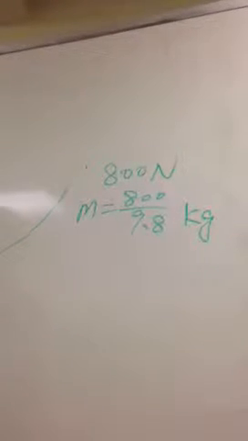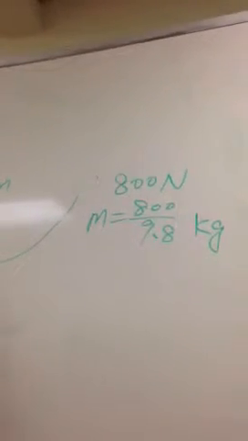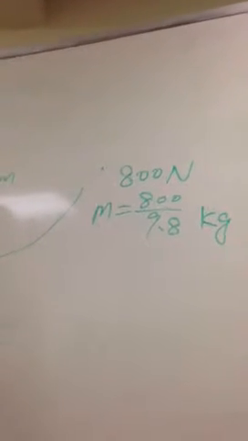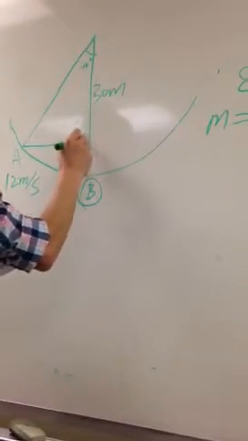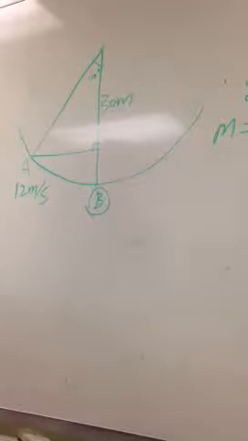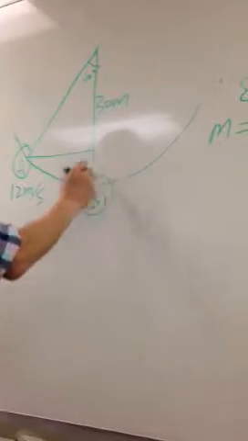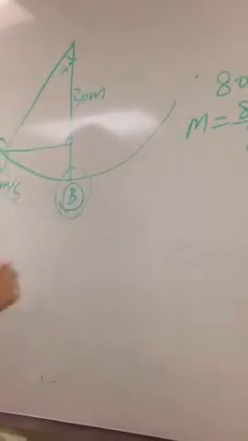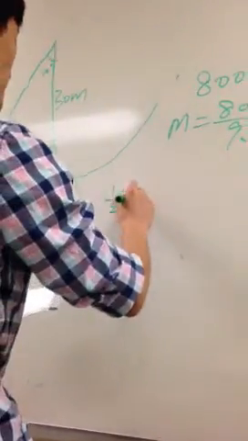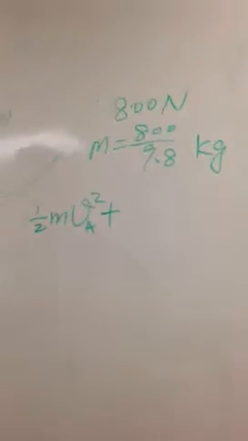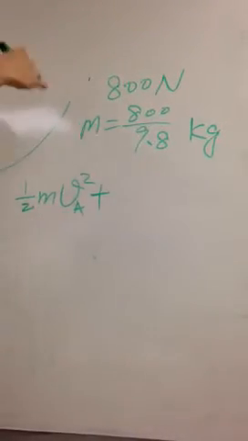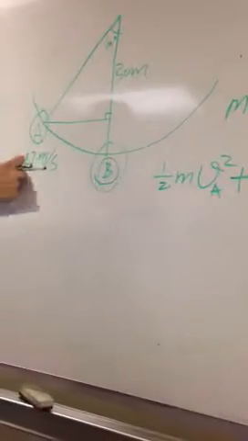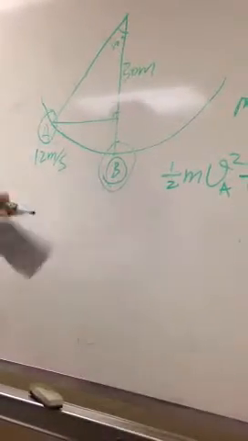If her speed is 12 meters per second at A, what is her speed at the bottom? Just need to calculate the total energy here and here. Here is the kinetic energy plus the potential energy. The potential energy is the same thing as the previous question, right? At the pendulum.